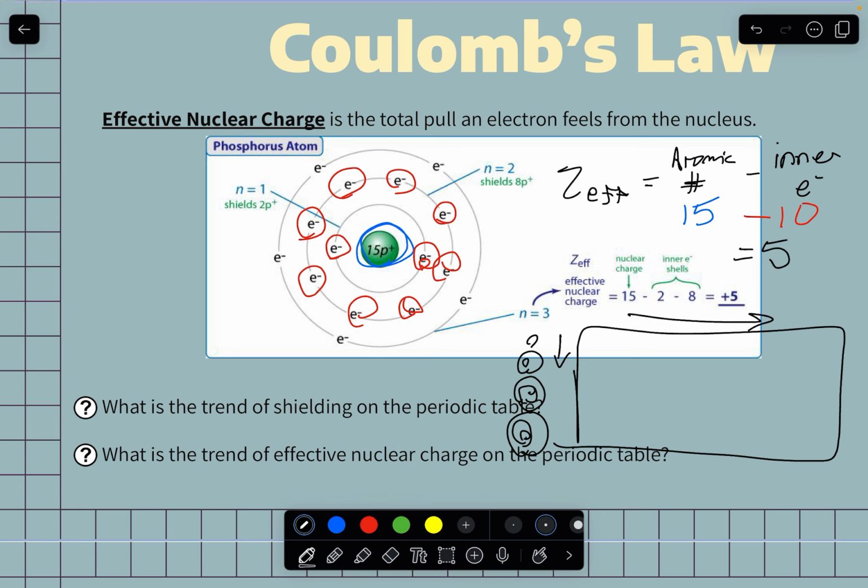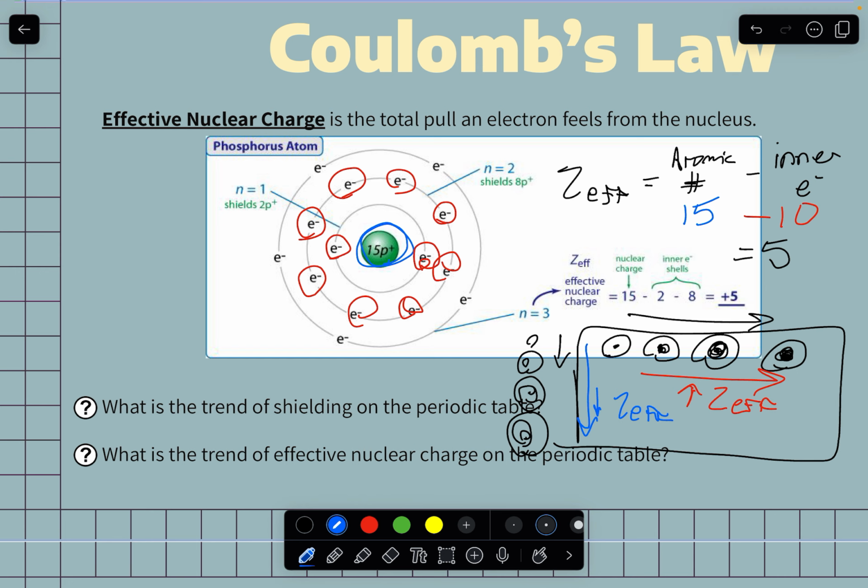As you go across a period, you're staying on the same energy level, but you're increasing the number of protons. So if you go across the period, you're increasing your Z effective, your effective nuclear charge. And then as you go down the group, you're increasing the number of inner electrons, so you're going to decrease your effective nuclear charge.